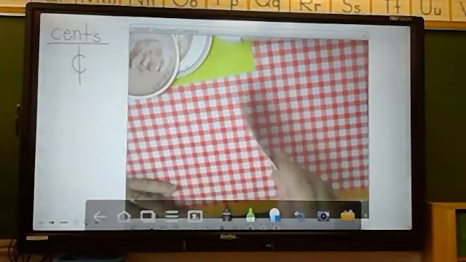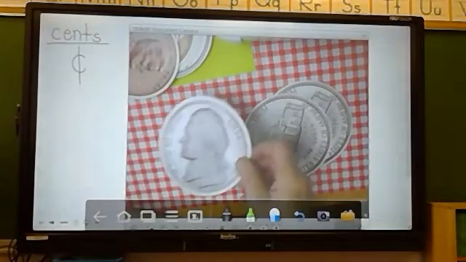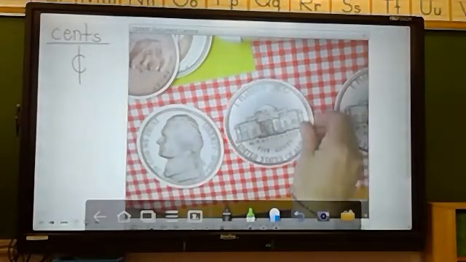Mom empties her coin purse, and out of her coin purse comes this. This time my coins are all alike. What's the name of that coin? That's right, it's a nickel. So here we go. It's our nickels. You can see them, organize them.